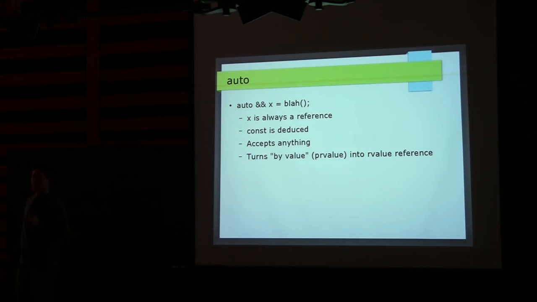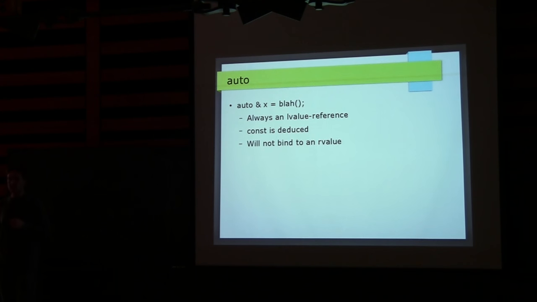Now we can refine this a little bit. Instead of using auto ref ref, we can just say auto ref. And that restricts what X can be slightly. It means almost the same thing as the previous, except it will not bind to any sort of temporary. If blah returns an rValue reference or by value, this won't work. You know that what you have is a reference that wasn't a temporary.